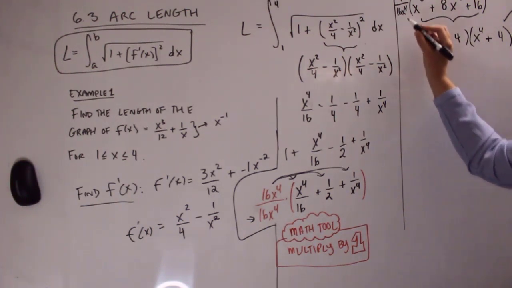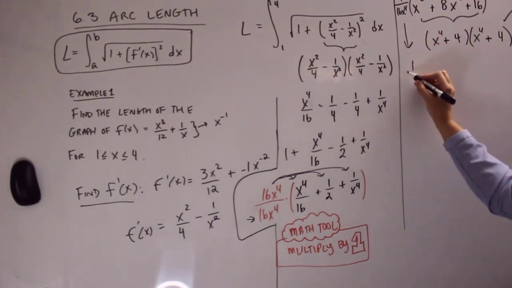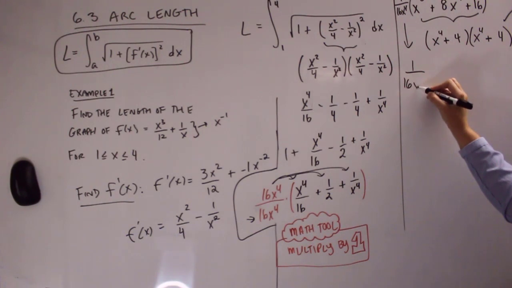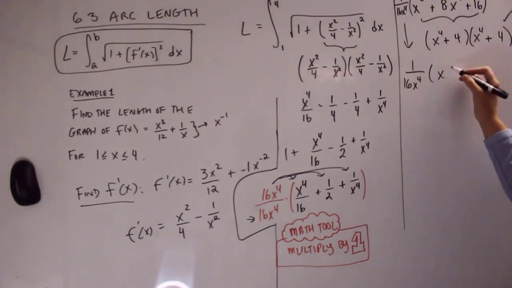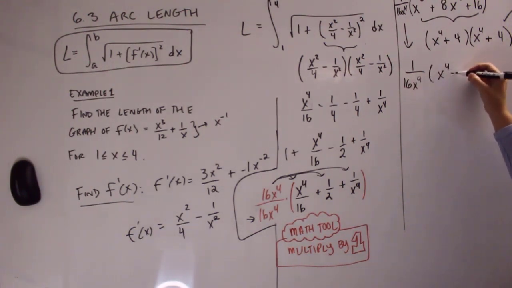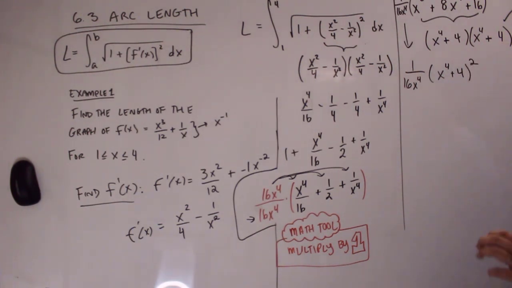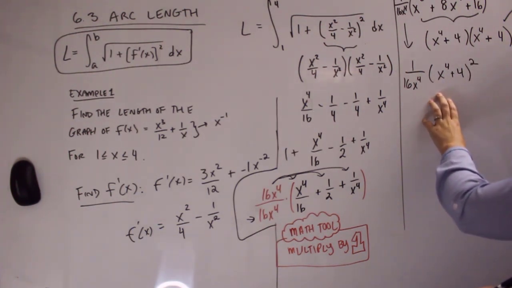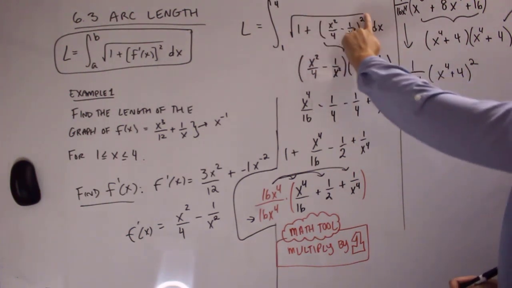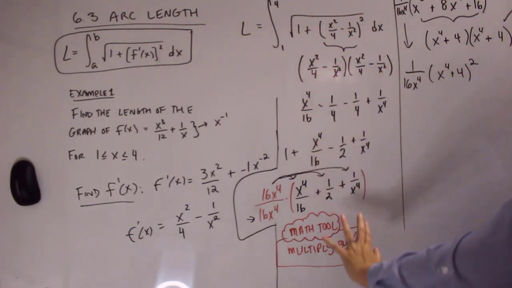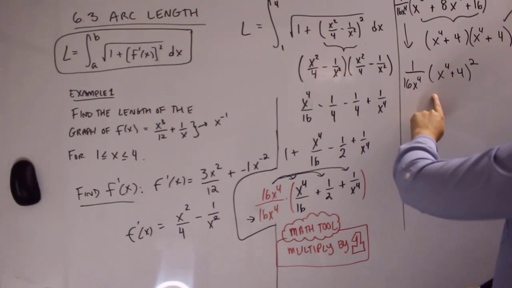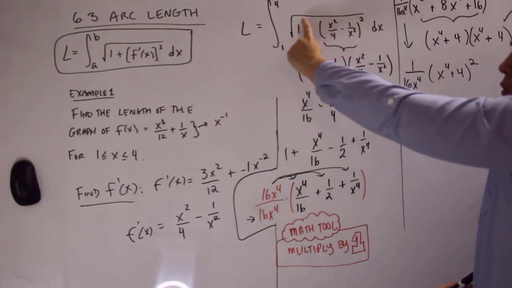And then let's bring this fraction out front back down: 1 over 16x to the 4th times x to the 4th plus 4 quantity squared. Okay, that was to make our integration easier because we're going to have to take a square root of this. I left out the square root through this whole process, but remember where this came from. This was inside the square root.